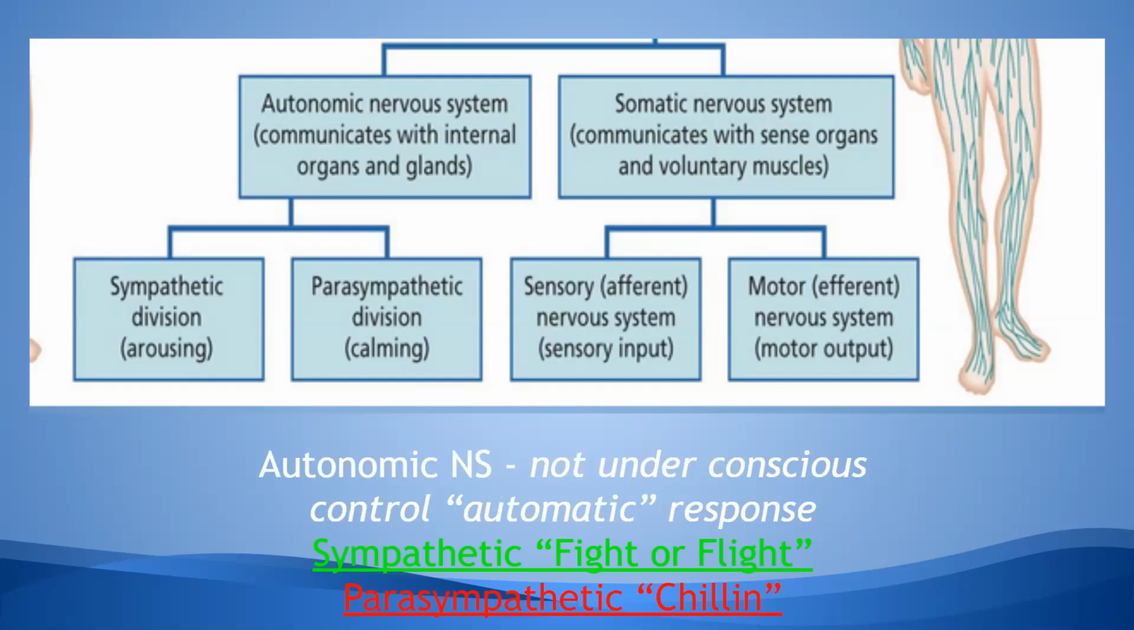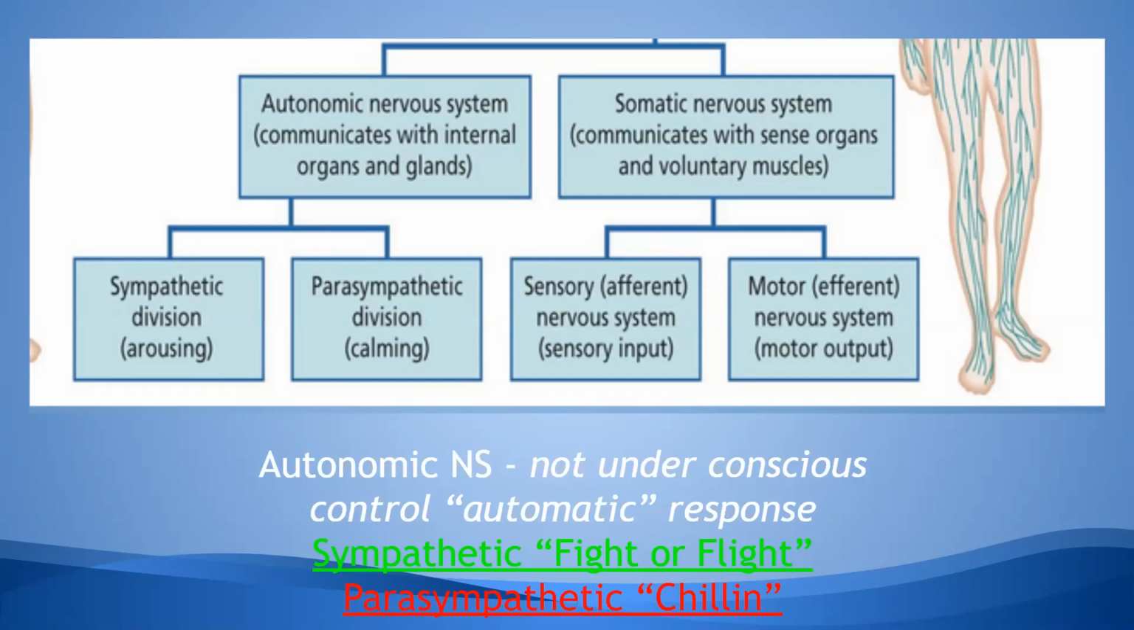So let's talk first about that amping up system. So our sympathetic nervous system is known as our fight or flight nervous system. This nervous system is going to basically excite certain organs, certain muscles, and get ready to either fight an attacker or to flight so we can get away from something.